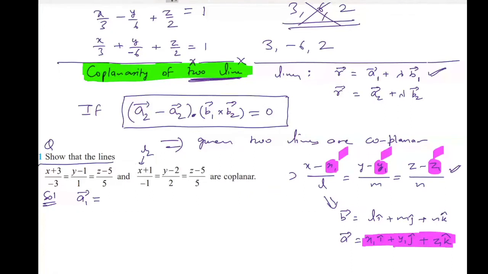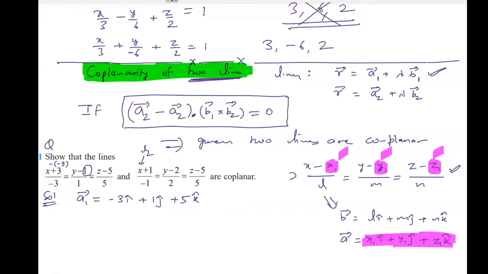What is a1 vector, beta? Varnika, try to tell, it's easy, don't worry. Minus 3 i cap plus 1 j cap plus 5 k cap. Very good, this is the a1 vector.